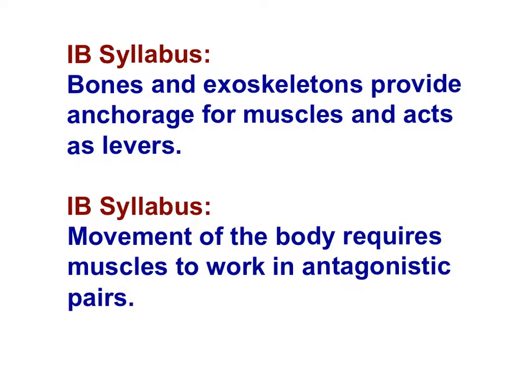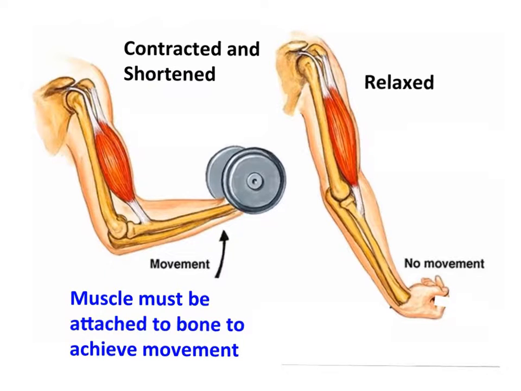I've already shown you these two IB syllabus statements, but I'm going to dig in a bit more on both, particularly the idea of muscles acting as levers and muscles working in antagonistic pairs. As I move along, pay attention to how muscles are anchored to the bones to provide motion. Joints are where two bones are articulated together, and the anchoring of muscles across a joint is the key aspect of motion.